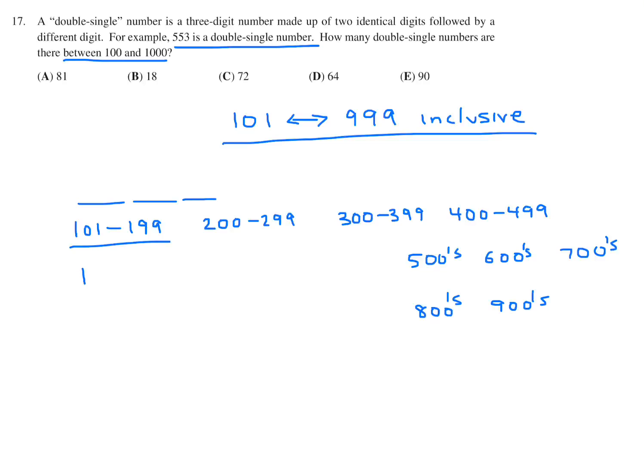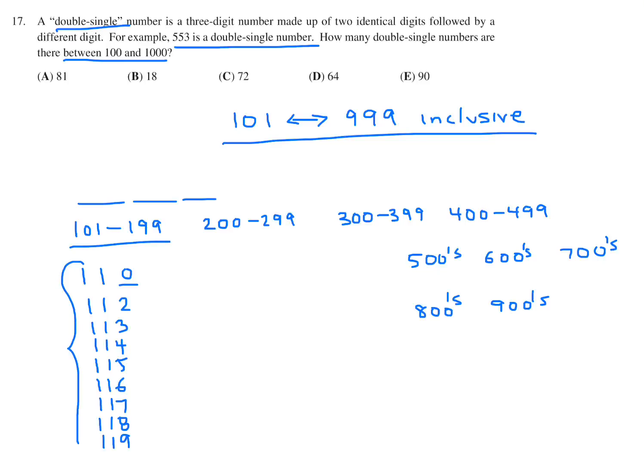So the first one, a number that's between 101 and 199, those numbers obviously all start with 1, and therefore the next digit has to be a 1 in order to be a double single. It's got to be 2 of those. And then the 3rd digit can be anything as long as it's not a 1. So let's write out possible values. We have 110. 111 is not allowed, because that would be a triple. So 112 is allowed. 113, 114, 115, 116, 117, 118, and finally 119. These are double singles according to the criteria in the question.